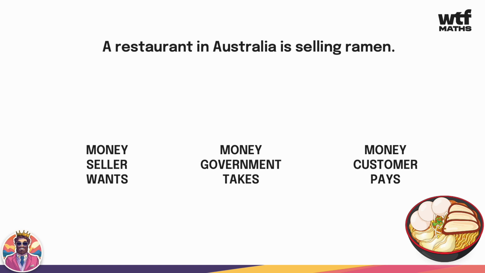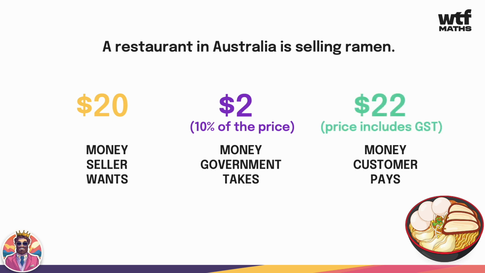For example, let's say a restaurant in Australia is selling some ramen. So, let's say the restaurant wants $20. They want to keep $20. The government is going to want 10% of what that person wants. They want $2 of that $20. So what the seller does is they sell their ramen for $22. That way, they still get their $20, but the extra 10%, the $2, goes to the government.